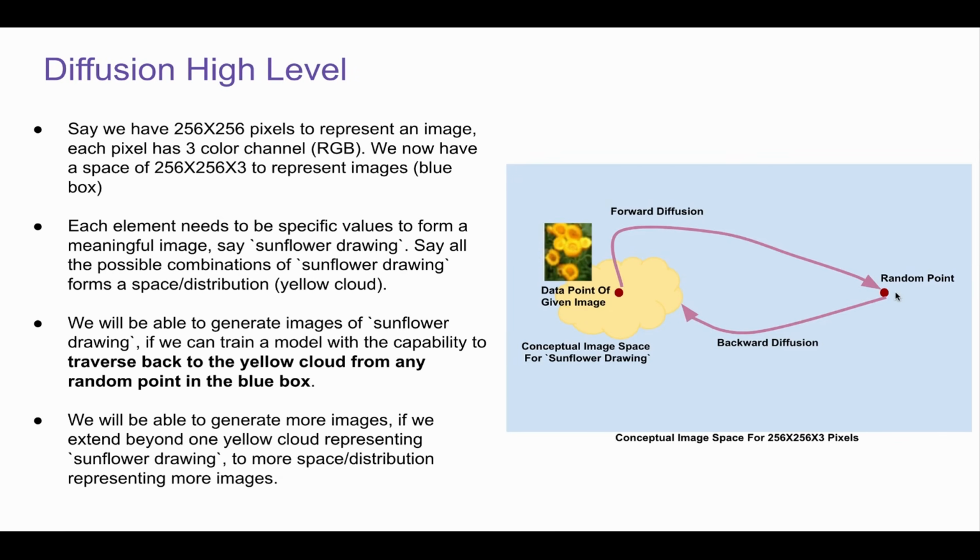In order to train a model that's able to traverse from this random point back to the yellow cloud, diffusion is a very popular and effective idea. The idea is, first, we have the forward diffusion process, which takes a point in the yellow cloud and slowly moves it out of the yellow cloud into the blue box, to a random point. And we use a machine learning model to learn the reverse process of this forward diffusion. Then we will be able to traverse back.